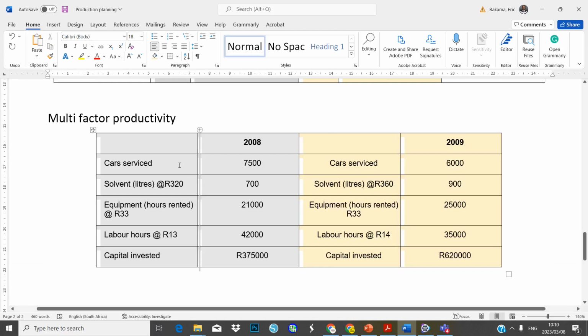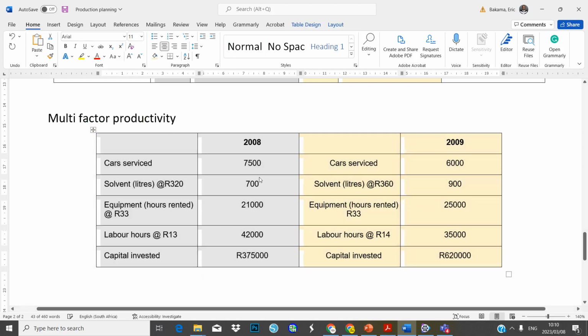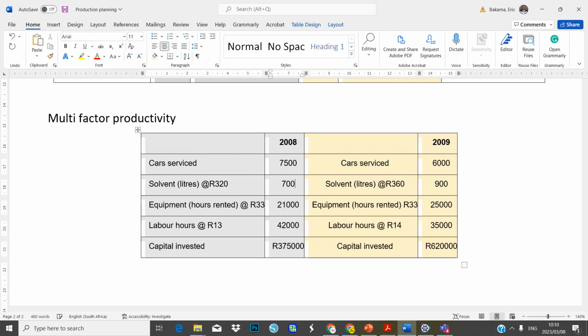So this is the table. Now, what is going to happen here? Let me try to auto fit to content. Okay. So what is going to happen here is that I need to find all those values, but I need to find them in a monetary value to make my life easier. And then I can do the capital output, I mean, the multi-factor productivity.